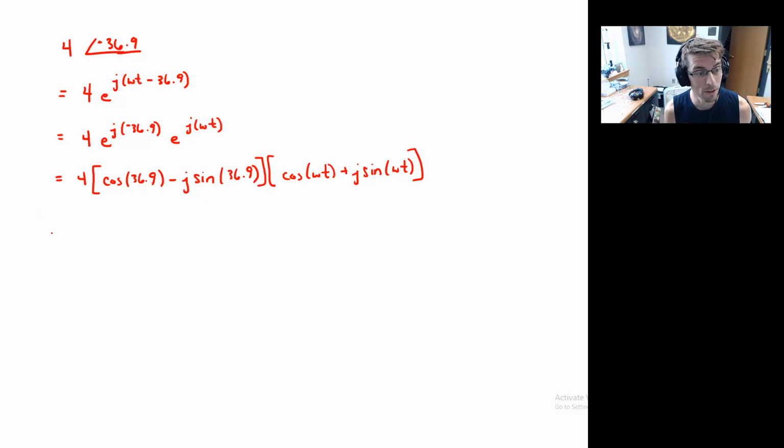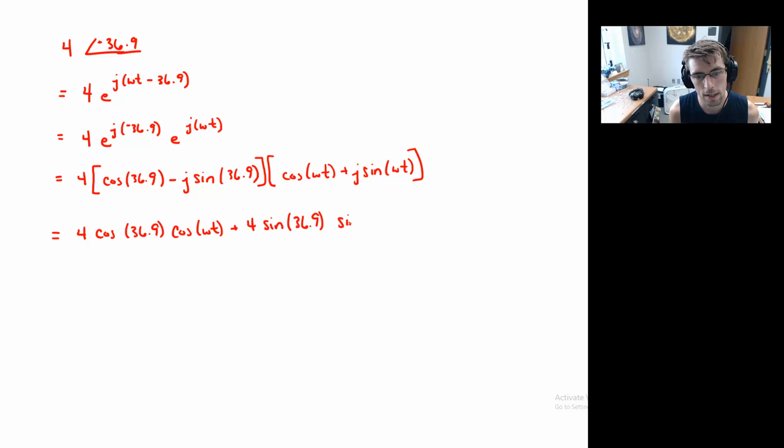And now let's go ahead and FOIL and throw out the imaginary pieces. So I have 4 cosine of 36.9 cosine of omega t plus 4 sine of 36.9 sine of omega t. Now go ahead, check it in your calculator. What value do you get when you take 4 times cosine of 36.9? Yeah, you should have gotten 3.2.